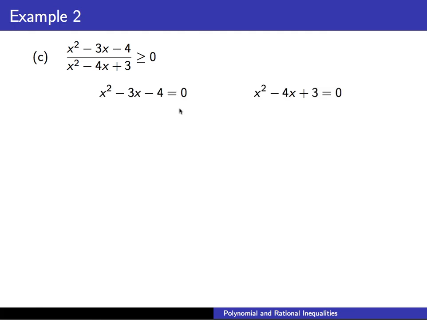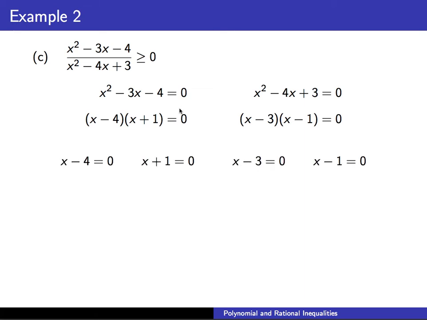So our numerator, x squared minus 3x minus 4, we can set that equal to 0. Same with our denominator of x squared minus 4x plus 3, we can set that equal to 0. Each one of these is nice because you can factor them. So the numerator factors as x minus 4 times x plus 1, and our denominator factors as x minus 3 times x minus 1. So setting each one of these factors equal to 0 and solving them, we're going to get 4 critical values. We're going to get 4, -1, 3, and +1. So quite a bit to test out in this example.